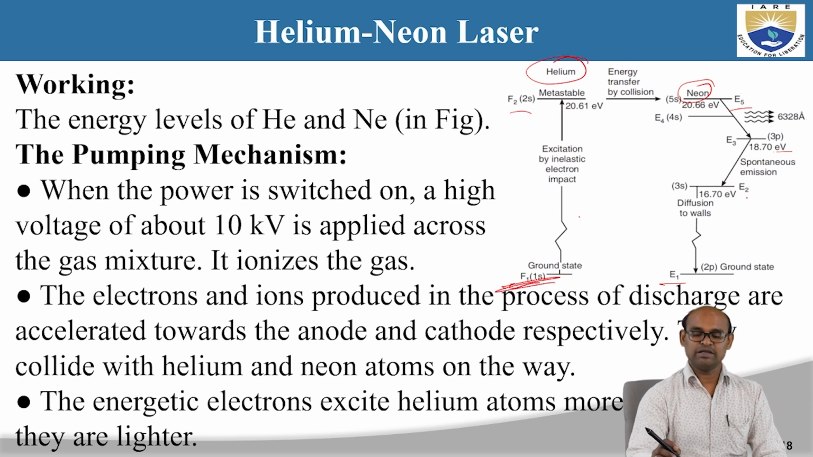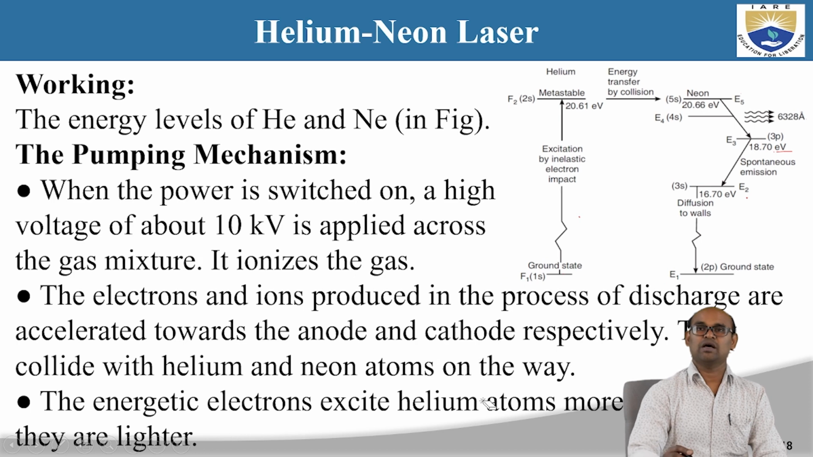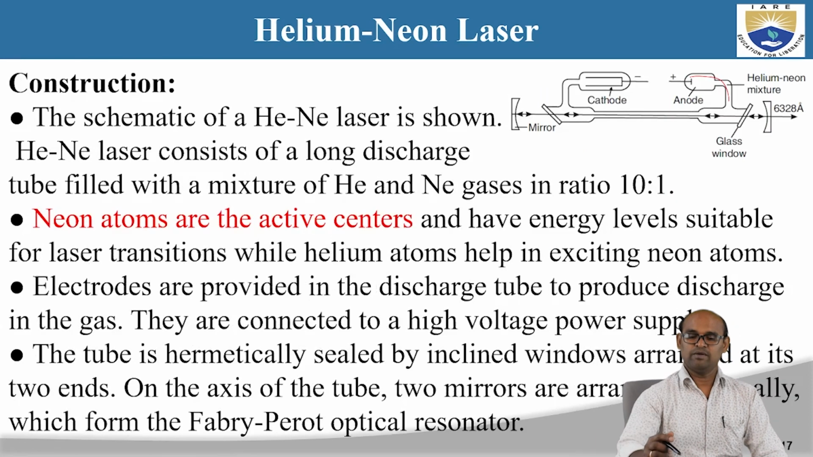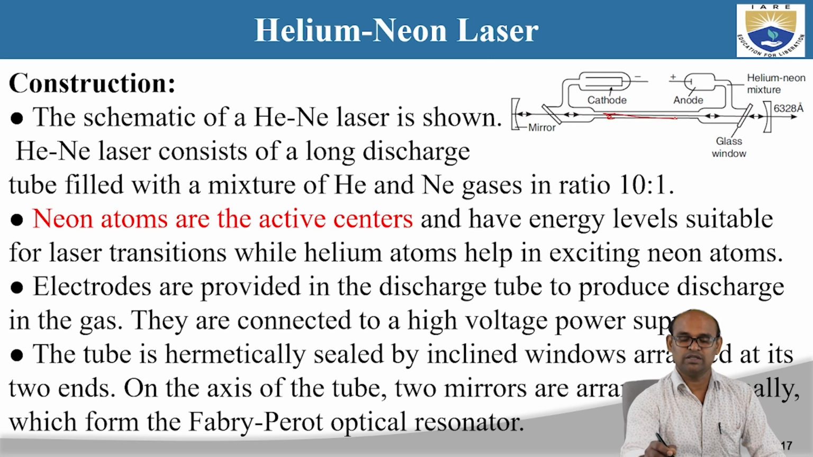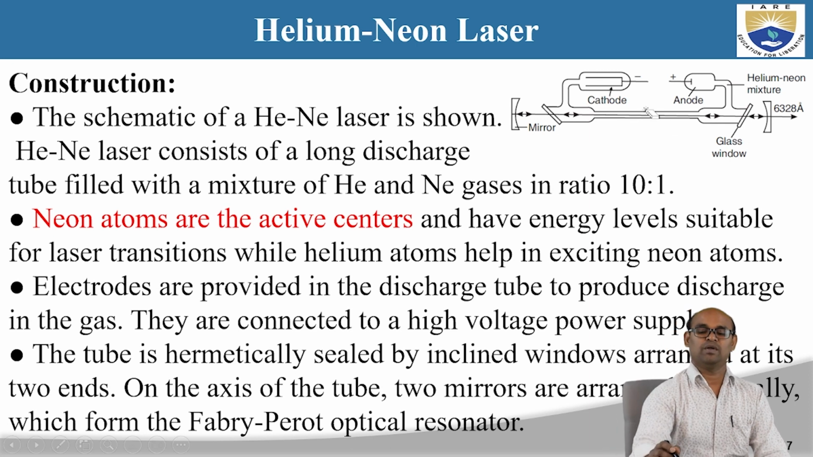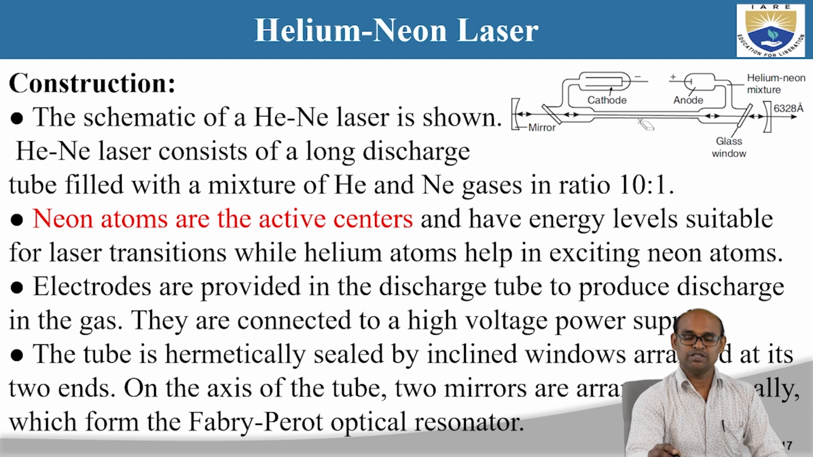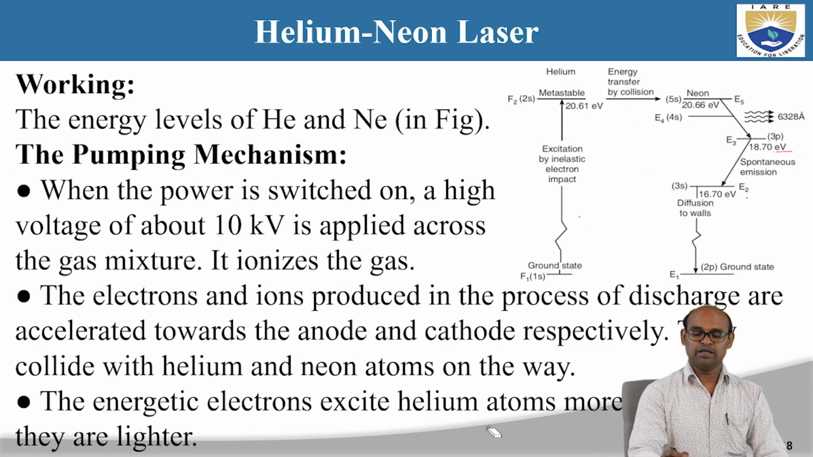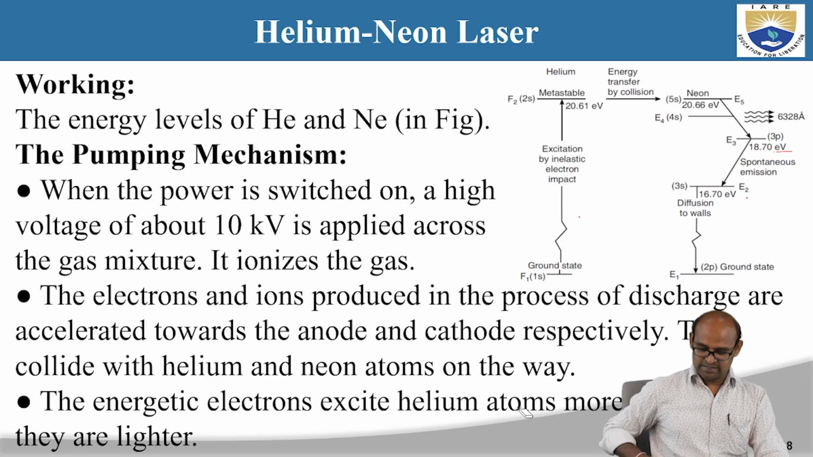Once these electrons are produced in the gas mixture because of the electric discharge, they are going to collide with the helium neon atoms present in the discharge. The energetic electrons excite helium atoms more rapidly as they are lighter. The electrons collide with the gases present here and transfer energy to the helium neon atoms through the collisions. But out of these helium and neon atoms, the helium atoms are the lighter ones, so they get excited first.